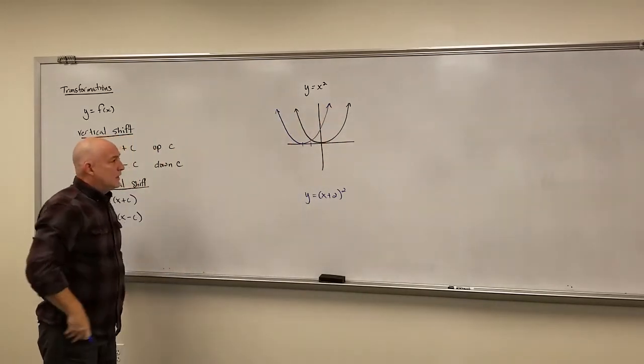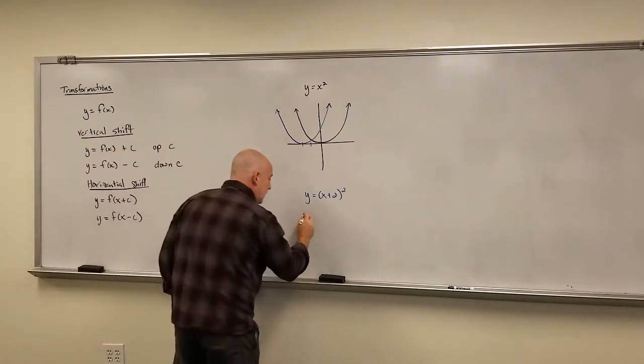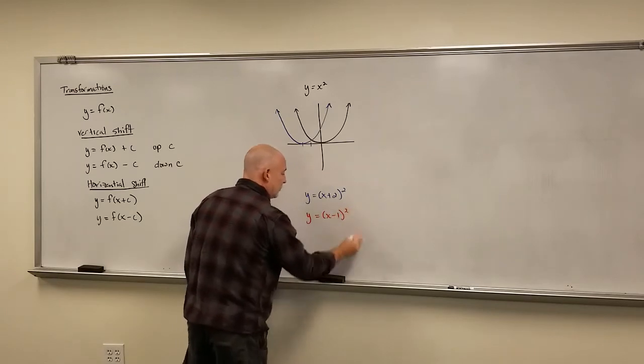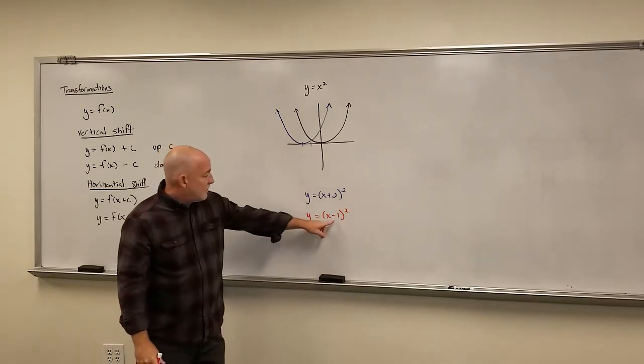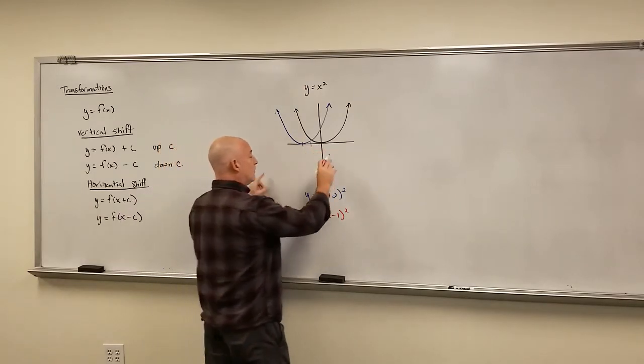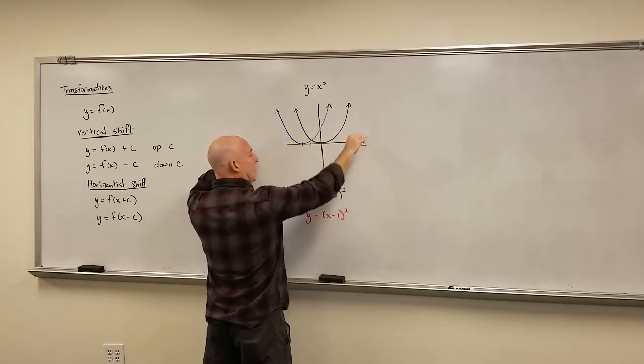Right? Again, kind of backwards from what we would think. So if I had y is equal to (x minus 1) squared, so this is minus 1. You're not going to the left. We're actually going to be going to the right, because now it's like we're taking the whole axis and shifting it this way. The graph would move that way.